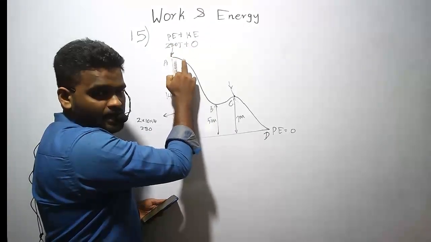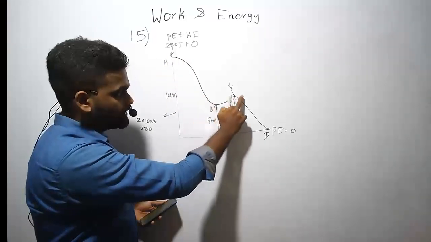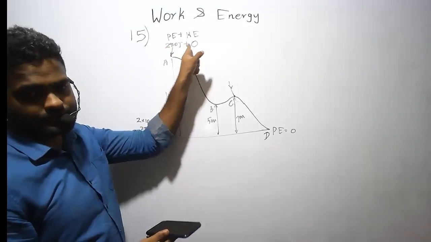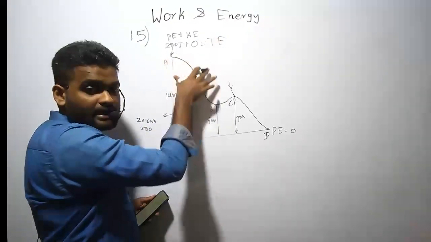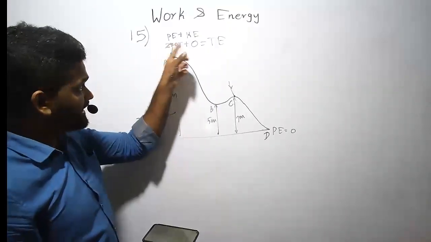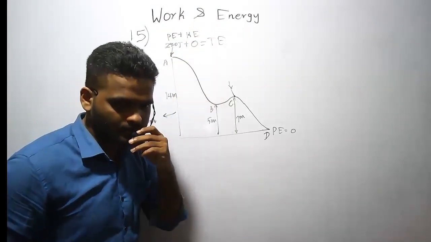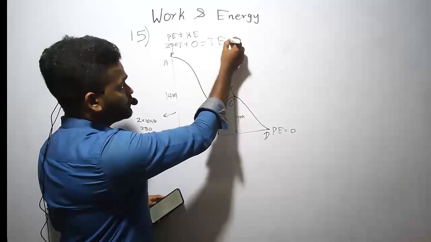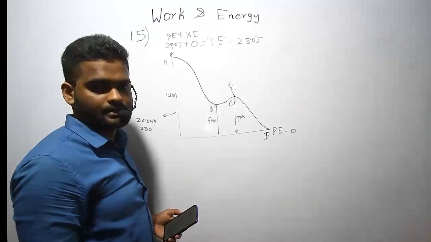So anywhere on this path, total energy should be 280 joules. This is the total energy. There's no energy loss. Only this energy can be converted to another type. Okay? Right. So the total energy is a constant, 280 joules. That is the total energy.